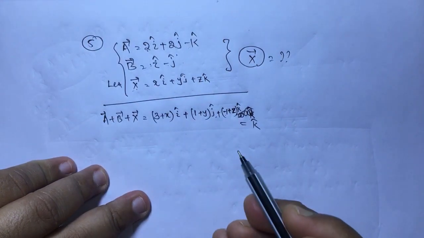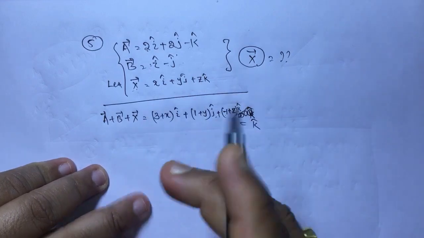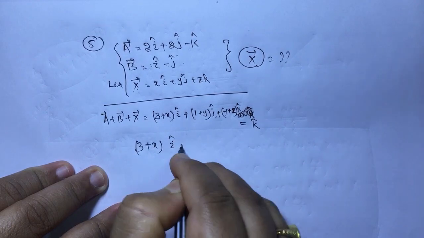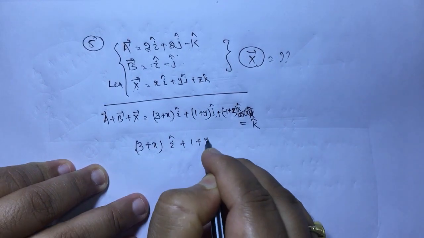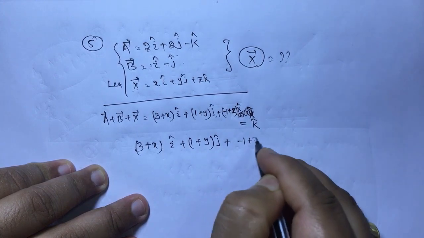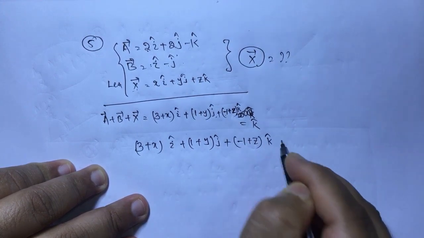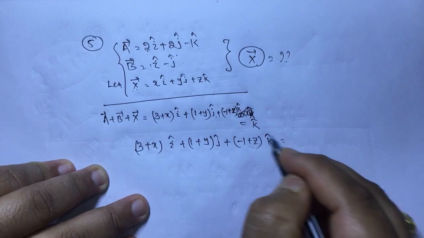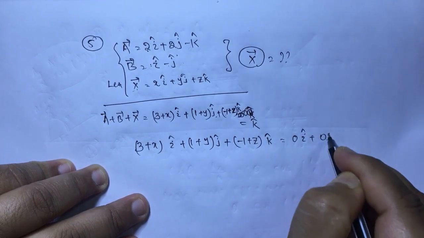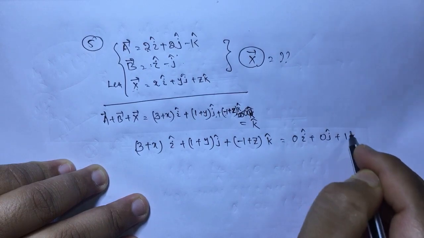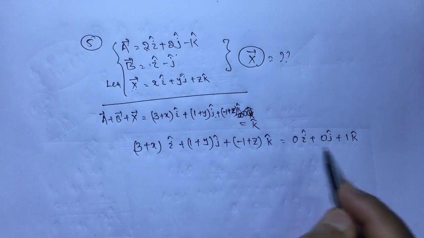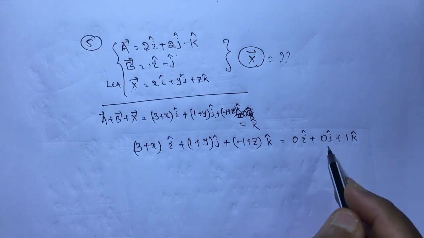Now, how is it possible? You compare both the sides. What I am writing here is this: 3 plus x i cap plus 1 plus y j cap plus minus 1 plus z k cap equal to k cap. I can write this k cap as 0 i cap plus 0 j cap plus 1 k cap, because i cap and j cap are not there, means I can write it as 0 and 0.